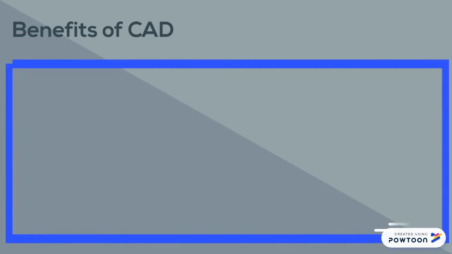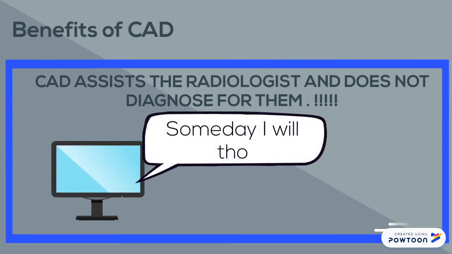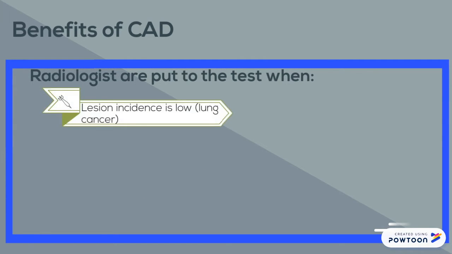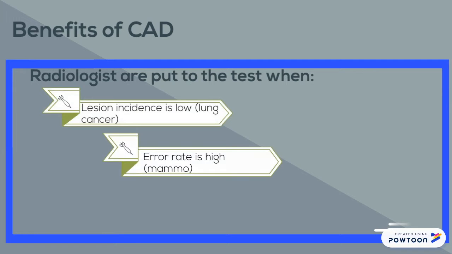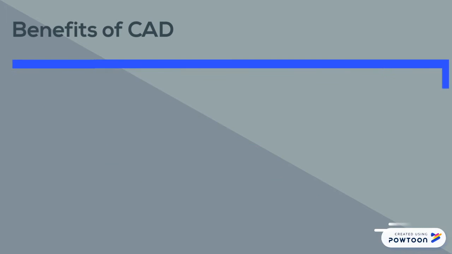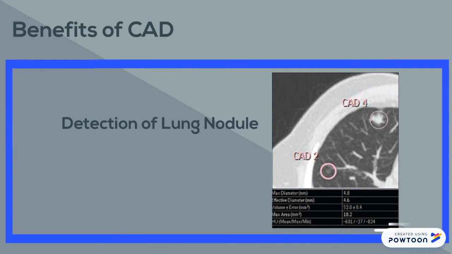The benefits of CAD. Just to reiterate what was said before, CAD assists radiologists and does not diagnose for them. Radiologists are put to the test when lesion incidence rates are low, such as lung cancer, the error rate is high, such as mammograms, and the image volume is also high, such as chest CT. They are also used in vascular imaging. They're used in detection of lung nodules for lung cancer and microcalcifications for breast cancer.